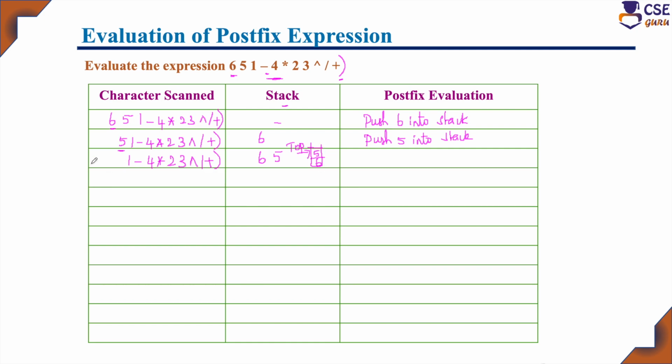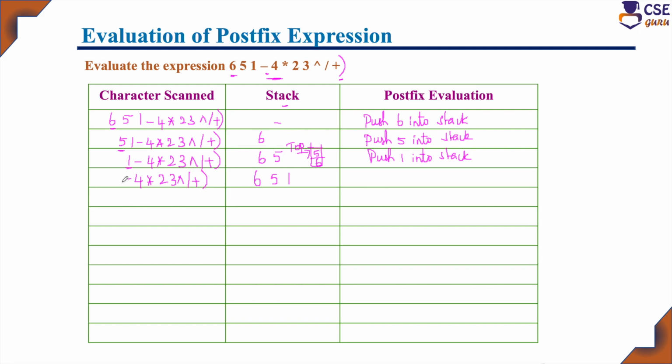Next input character is 1. 1 is an operand, so push 1 into the stack. If it is an operand, you have to push it onto the stack. 6, 5, 1. Now 1 will occupy the top position of the stack. And the remaining input characters are minus 4 star 2, 3 exponent, division plus closed parenthesis.